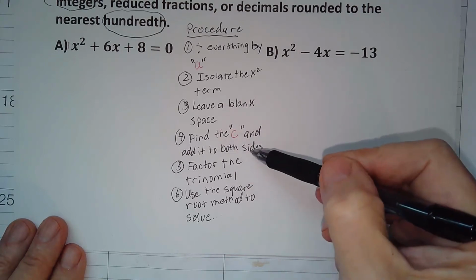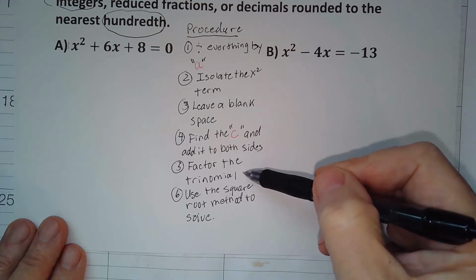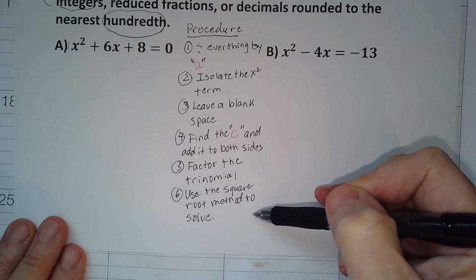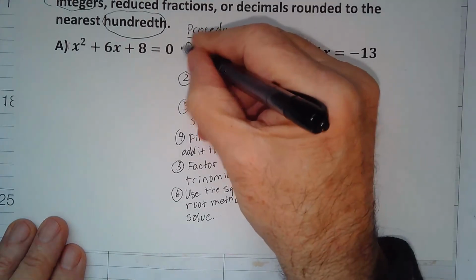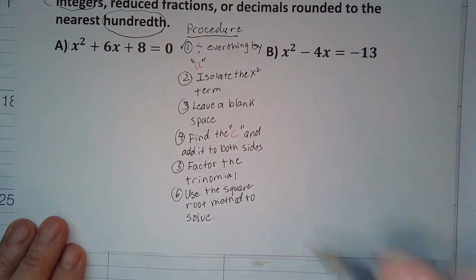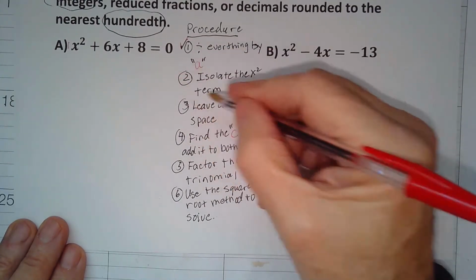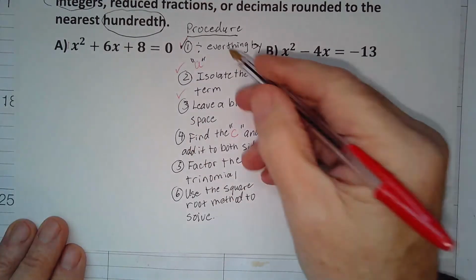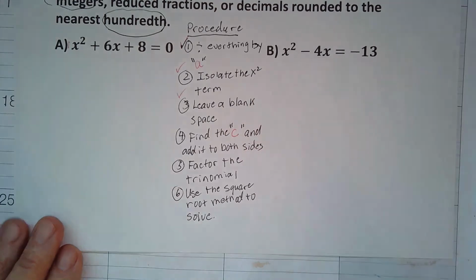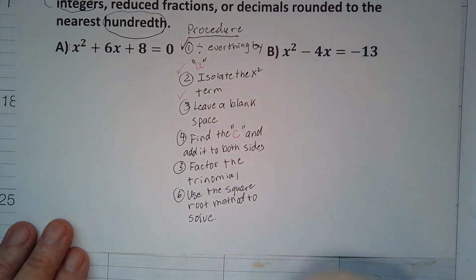Finding the c, well, we did that last time. Factoring the trinomial, we did that last time. Using the square root method to solve, we did that last time. So really, it's just 1 and 2 and 3. Those are the things that are new. Okay? All right, so let's go ahead and do this over here on the far side.